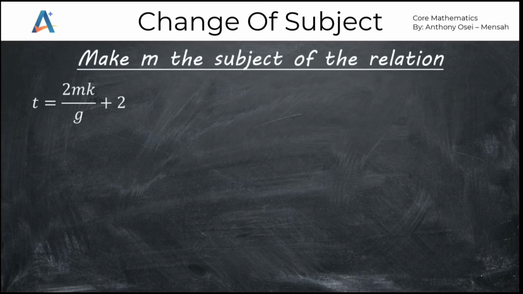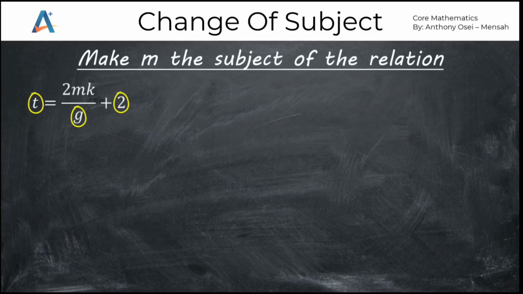So the only method that will be appropriate for this particular relation will be the LCM method, or the least common multiple. Now there is only one fraction, which is 2mk over j. So we use the denominator of the fraction as our least common multiple. So j becomes our least common multiple. We have to multiply each of the terms by the j.